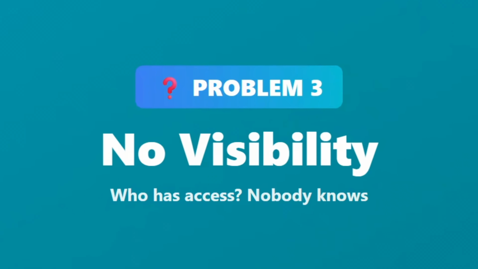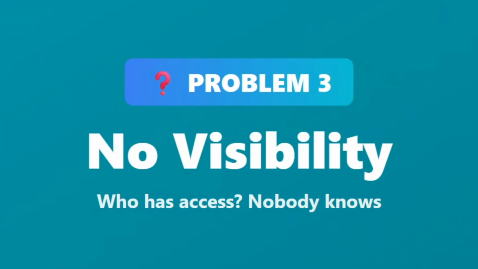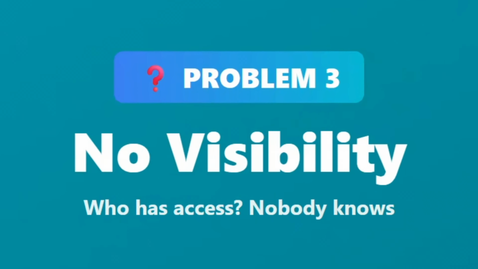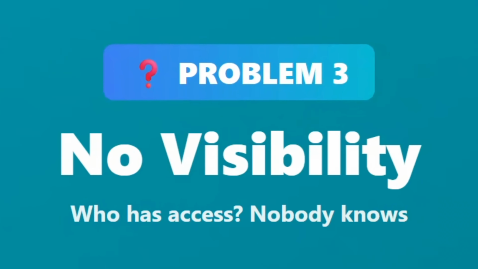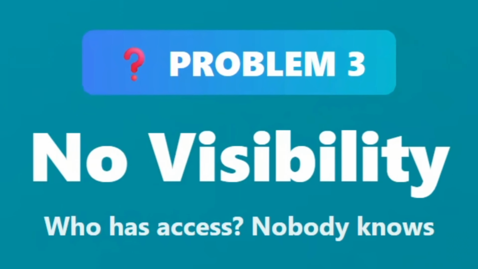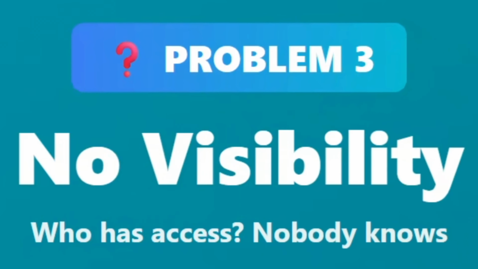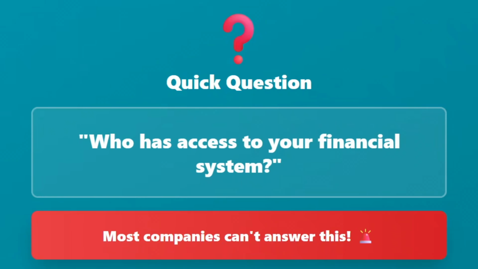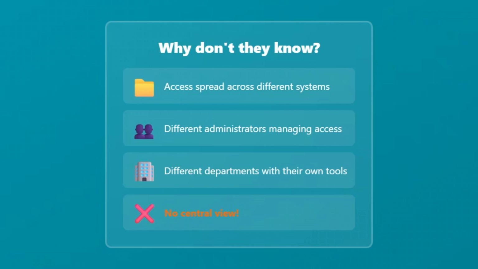The next problem is no visibility. This is a big problem for organizations that are especially in the financial or insurance domains, where auditing is much stricter and regulatory controls are mandatory. Can your company answer the question of who has access to the financial system or the records in your company? Most companies can't answer this, especially the small ones, because the access is spread across different applications. Different administrators are managing the access, with no central view. That's the major problem where IGA is required.